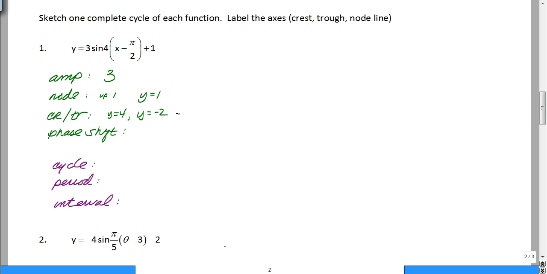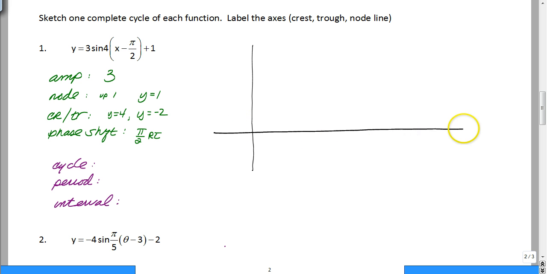The last thing is your phase shift. Your phase shift is this to the right or to the left, opposite of what you think. So your phase shift is pi/2 to the right. So what we're going to do now is we're going to start setting up the graph, but we're not going to finish it yet. And what you're going to need to do here is you're going to need to make something like that. And what you're going to do is you're going to do 1, 2, 3, 4, 5 tick marks to the right. And you're going to have to do 2 tick marks down and 4 tick marks up.